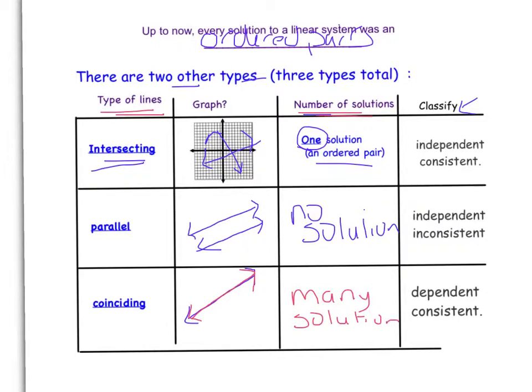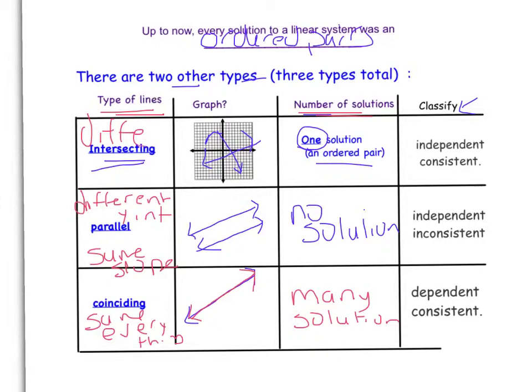type of lines, and hopefully you'll be able to notice that in equations as well, because parallel lines have the same slope but different y-intercepts in the equation. Coinciding has the same everything. Once you put them into the y-intercept form, they're the same everything. Where intersecting lines may have the same y-intercept, but they have different slopes. I hope you're writing neater than me.